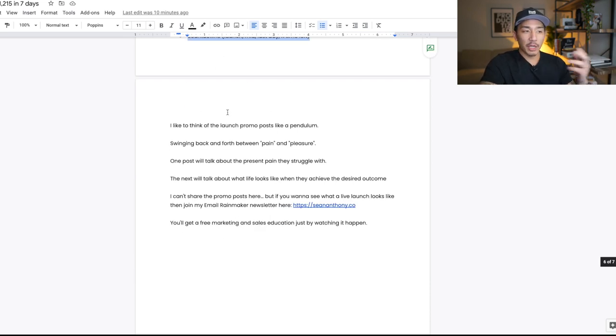Now, I like to think of the launch posts like a pendulum. So I like to swing back and forth between talking about pain and then talking about pleasure, right? Talking about the desired outcome. So one post will talk about the present pain that they struggle with in relation to what you offer. The next will talk about what life looks like when they achieve the desired outcome with the help of your product.